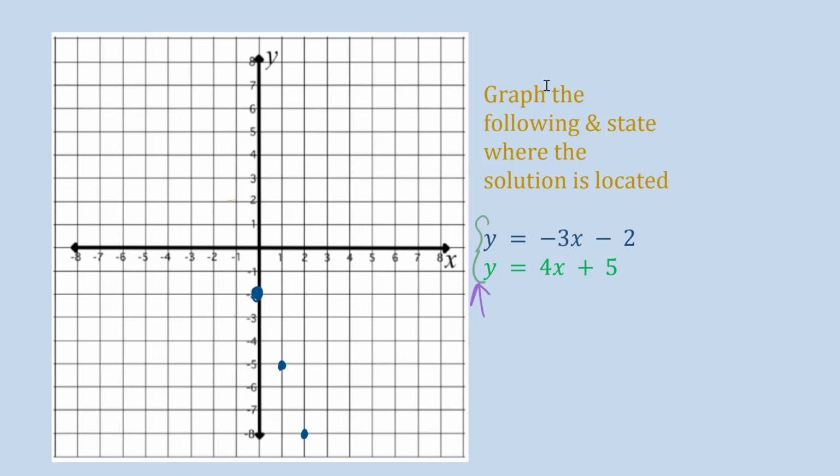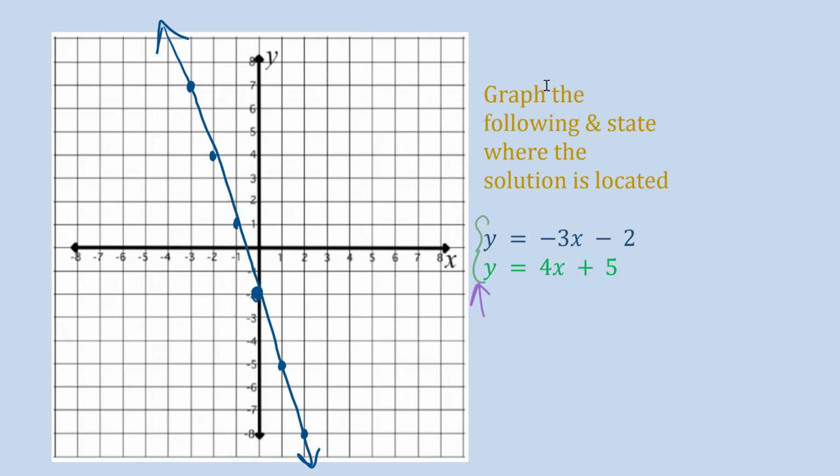Now, before we might have only done these 3 points and called it good, but we really need to continue going the opposite direction. So instead of just going down 3 and to the right 1, I'm also going to go up 3 and left 1 as many times as I can. And then I'm going to connect my dots. Please do not forget your arrows.